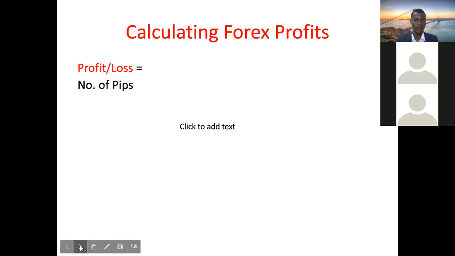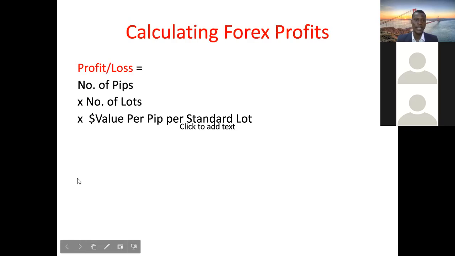We'll also be looking at the number of pips, the number of lot size, and the value per pip per standard lot size. So your profit or loss is equal to the number of pips that you gain or lose times the number of lot size you use, the contract lot size you use. If you use 2 contract lot size on a standard account, it means you are purchasing 200,000 contracts. If you use 1, it means you are purchasing 100,000. Then we're going to look at the value. This is value per pip.